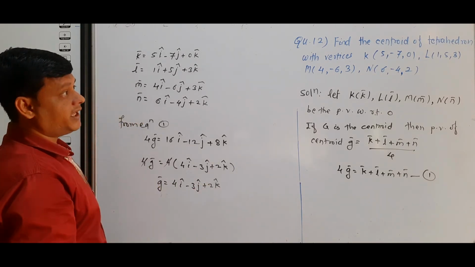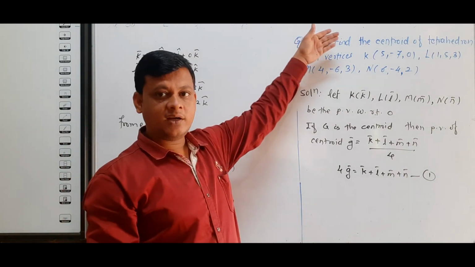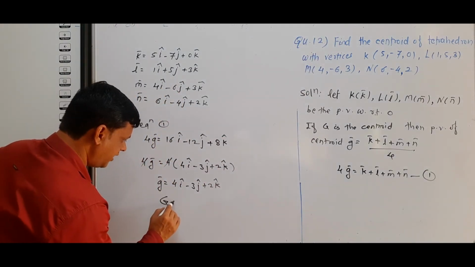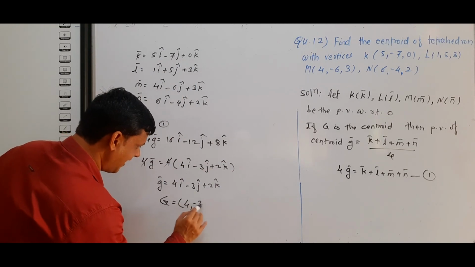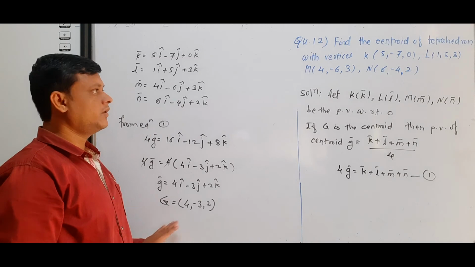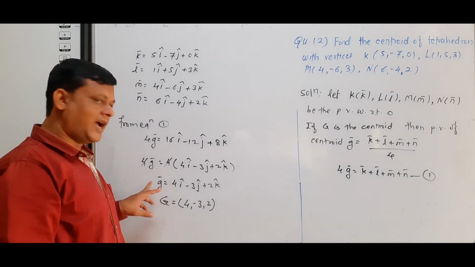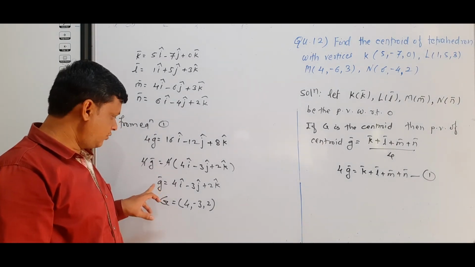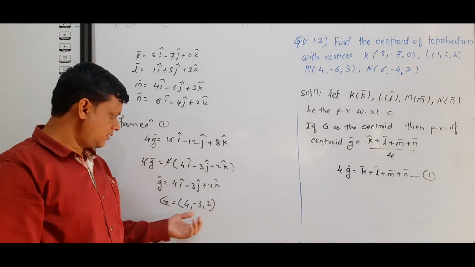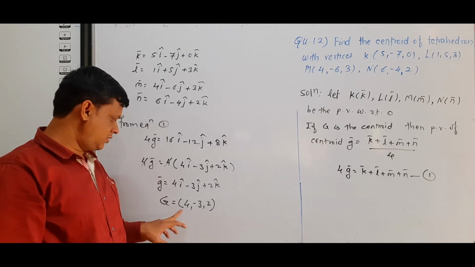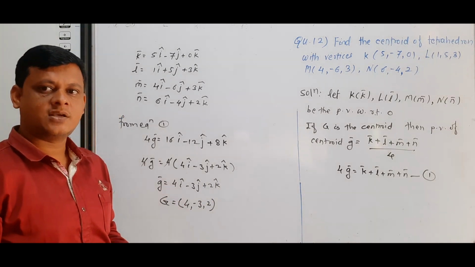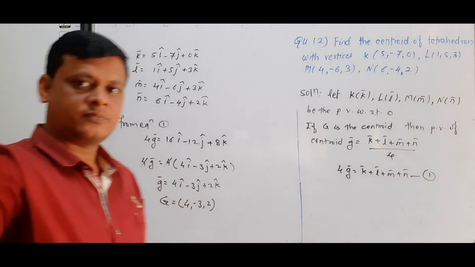Now we have to find the centroid. So we write its coordinates of centroid G as (4, minus 3, 2). So in this way we can find the coordinates of the centroid. If we are asked the position vector of the centroid, we write G bar equals 4i minus 3j plus 2k. If asked for the coordinates, we write G(4, minus 3, 2). So in this way we complete exercise 5.2.